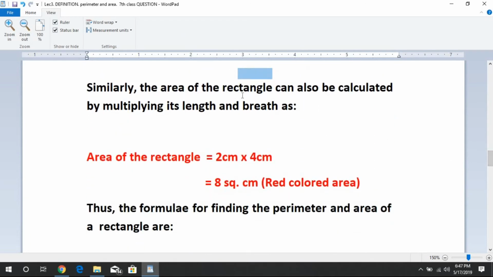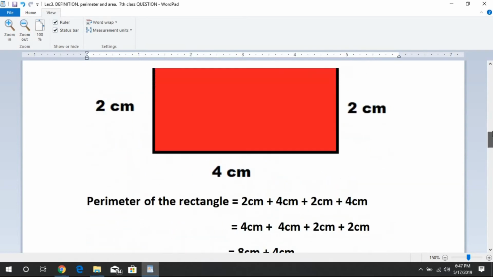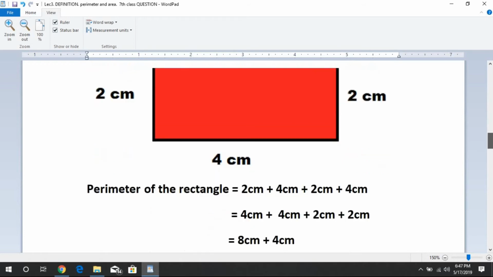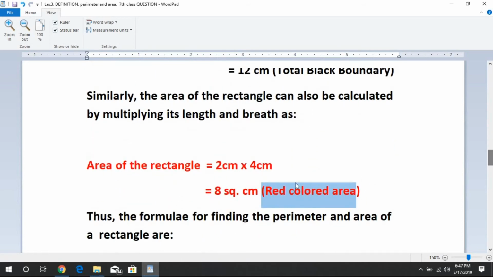Similarly, the area of a rectangle can also be calculated by multiplying its length and breadth: area of a rectangle is equal to 2 multiplied by 4. We get 8 square centimeter, which is in red color, as shown in the figure. This red color is the area of a rectangle, which is calculated by this formula.